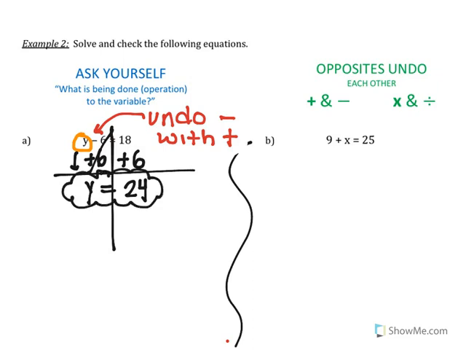Now I have to do a check. So for the check, I rewrite the original equation. I'm going to substitute 24 in for y.